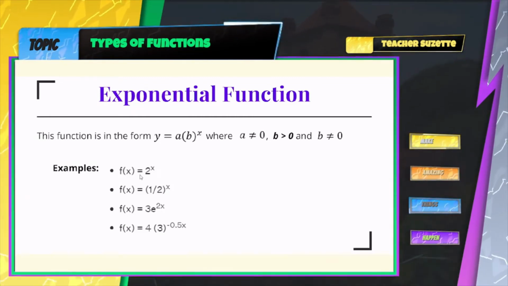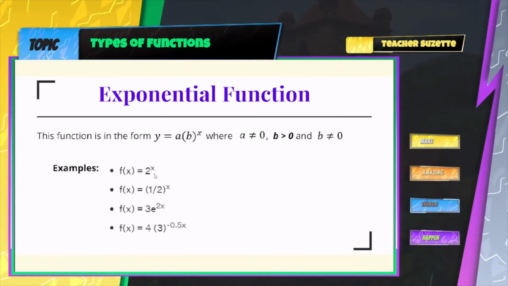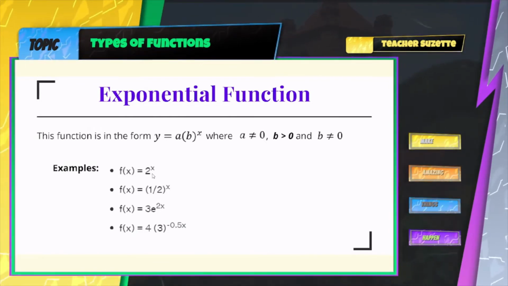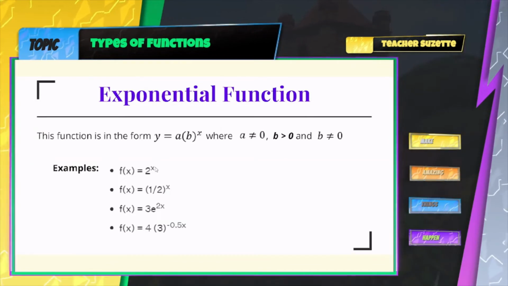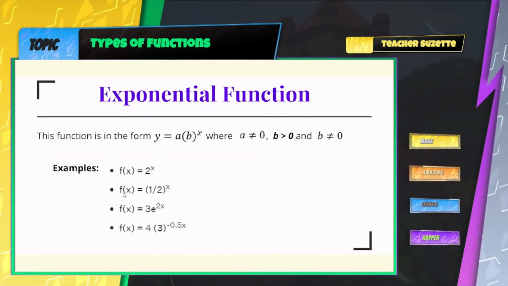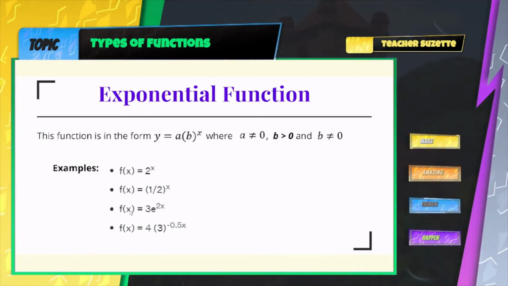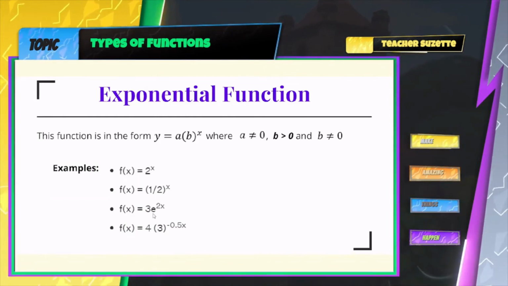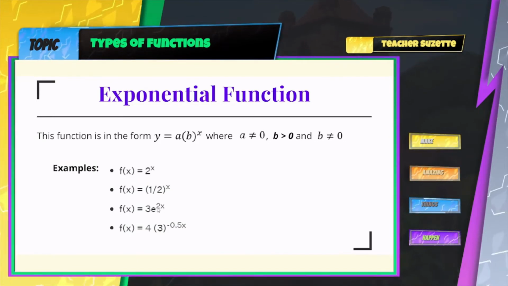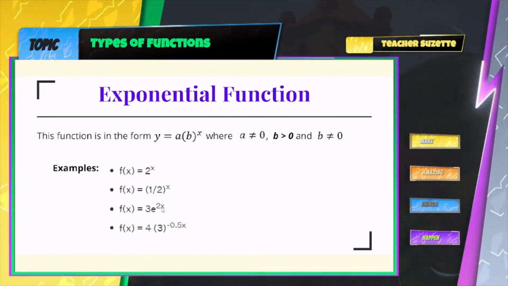We have f of x is equal to 2 raised to x. Again, in an exponential function, you have a constant as your base and you have your independent variable as your exponent. Next example, f of x is equal to 1/2 raised to x. Then we have f of x is equal to 3 times e raised to 2x. This e has a value that is the Euler number, and it is raised by 2x. Still, our exponent is an independent variable.